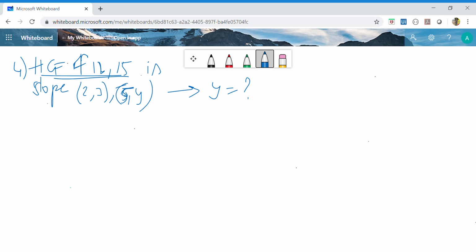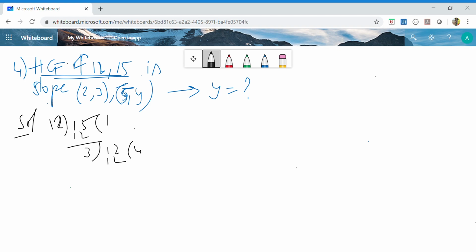So HCF, how can you find out? HCF by Euclid's division lemma or prime factorization. So Euclid's division lemma is easier than prime factorization, in my opinion. 12 ones are 12, 3 fours are 12, remainder 0. So 3 is the HCF. So HCF is equal to 3.